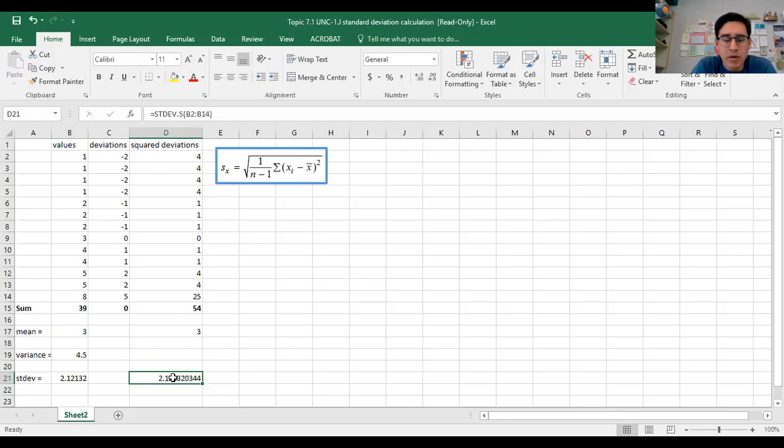So on the AP exam, you are not going to have to calculate the standard deviation by hand, but you are going to have to know what that number represents. Okay? And it represents the average distance of the values from their mean.